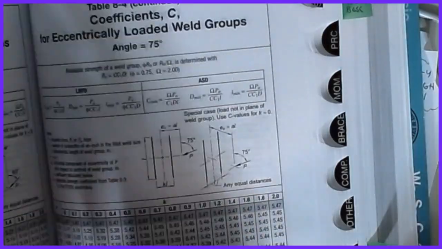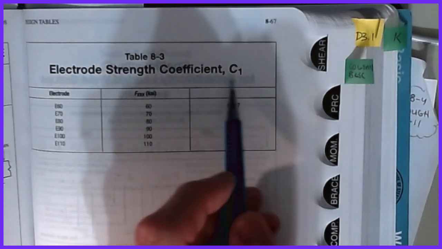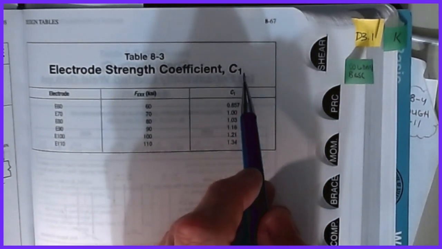Okay, one other table to show you as we start to do this is table 8.3. This is an electrode strength coefficient, C1 value, okay? We'll be using this in the calculations when I show it to you on the other page.